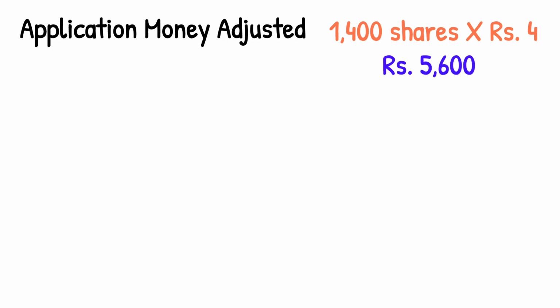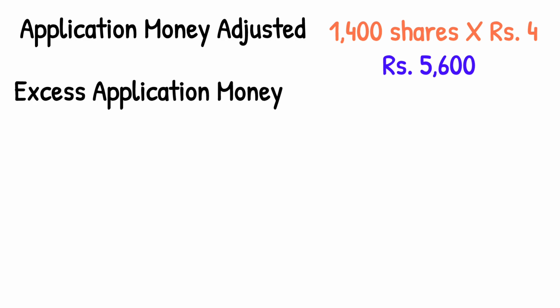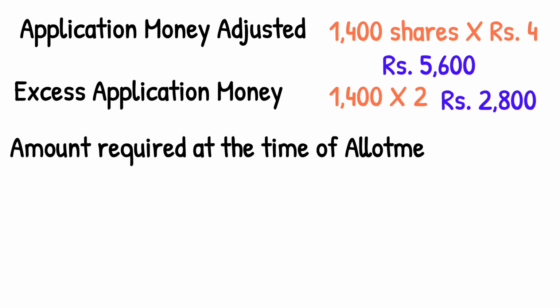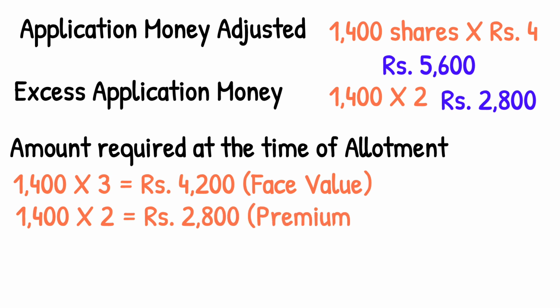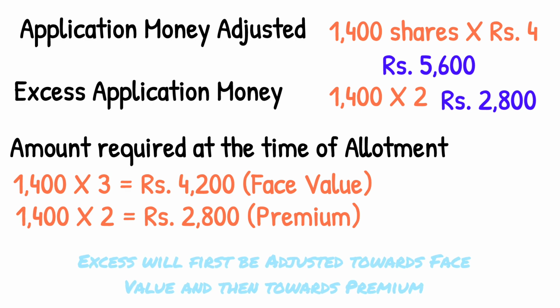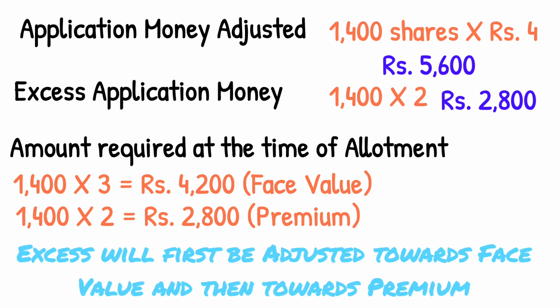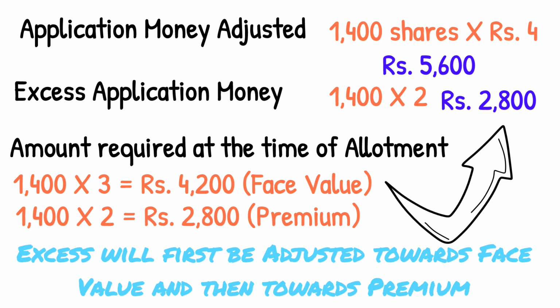Now the question is, how will this rupees 6 be adjusted by the company? Let's look at it in the next slide. Out of the 6 rupees, first rupees 4 will be adjusted towards application on his 1,400 shares, which is rupees 5,600. Excess application money at the rate rupees 2 each remains with the company, which can be adjusted at the time of allotment. But at the time of allotment, he is supposed to make 2 different types of payment. One towards the face value at the rate rupees 3 per share and one towards the premium at the rate rupees 2 per share. Please remember, any excess application money will first be adjusted towards the face value and then towards the securities premium.